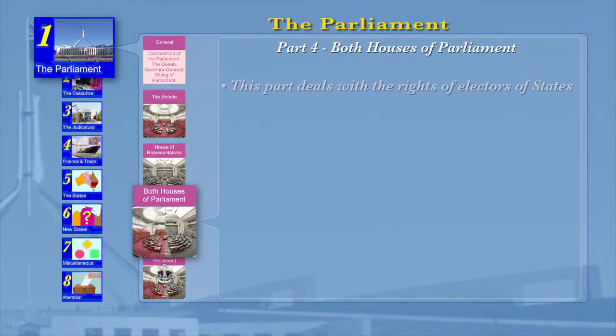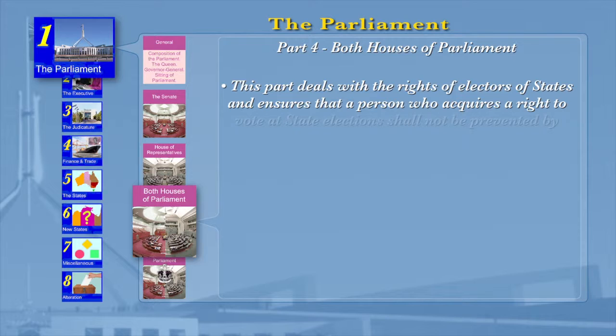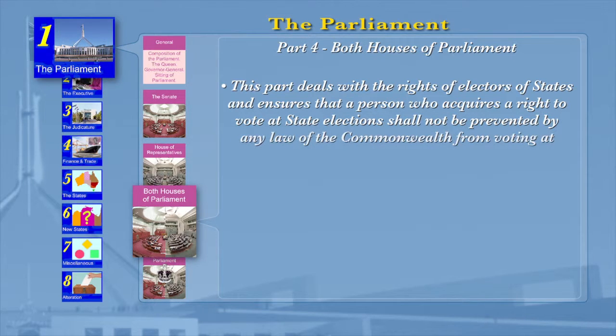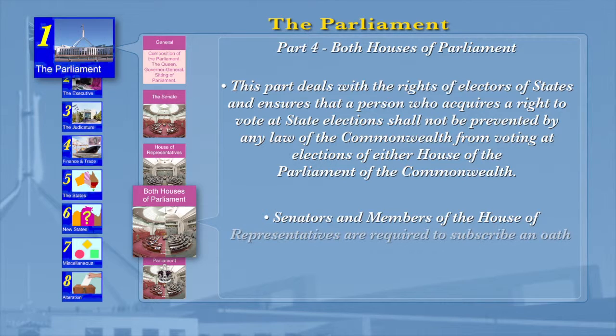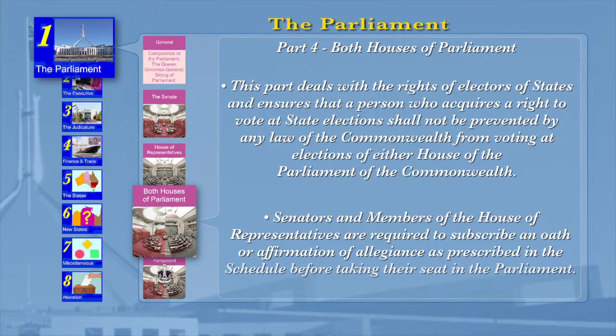This part deals with the rights of electors of states and ensures that a person who acquires a right to vote at state elections shall not be prevented by any law of the Commonwealth from voting at elections of either House of the Parliament of the Commonwealth. Senators and members of the House of Representatives are required to subscribe an oath or affirmation of allegiance as prescribed in the schedule before taking their seat in the Parliament.